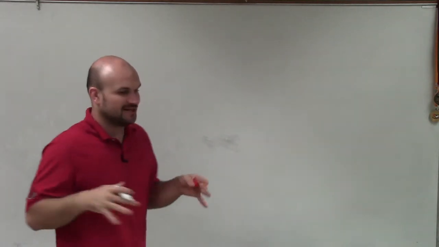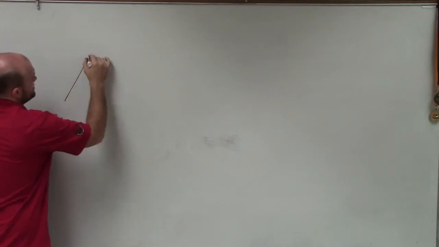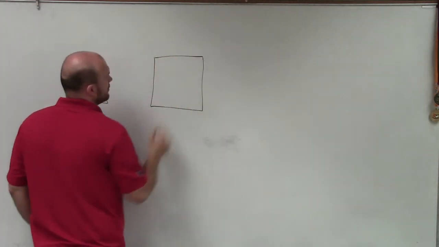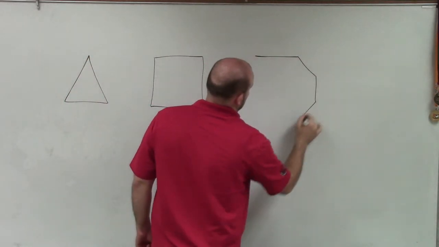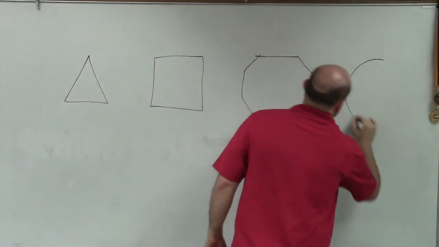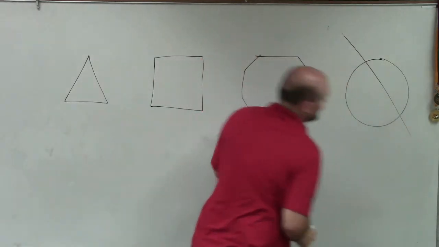So what I'm going to do is draw a progression of polygons as the number of sides gets larger and larger, and these are all going to be regular. Let's start with a triangle, and then a square, and then let's get into an octagon. And then we're going to get to a circle, which is obviously not a polygon.